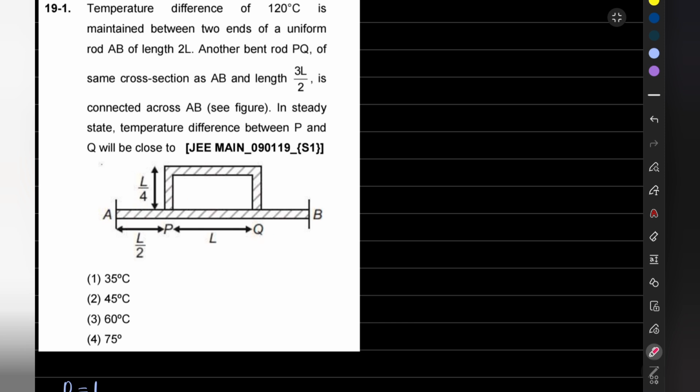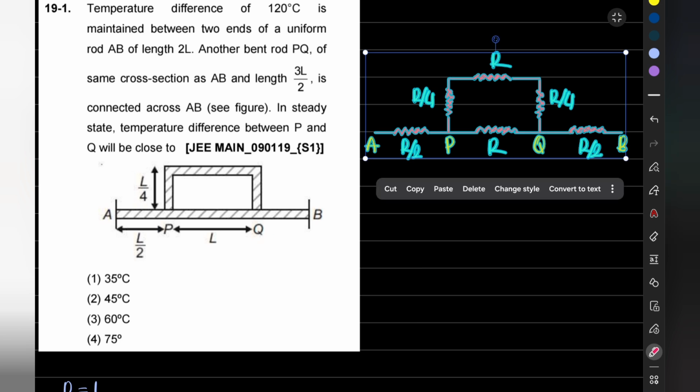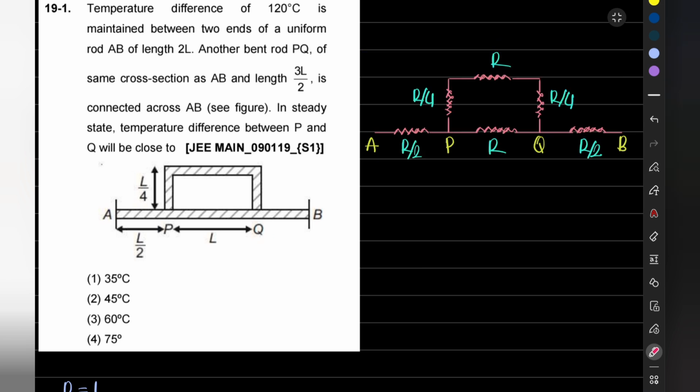Let's draw them in the equivalent electrical circuit diagram. So this one will be our equivalent electric circuit diagram. As I have said, this part is R by 2, this one R, this one R by 2, again this part is R by 4, this part is R by 4, and this part is basically R.